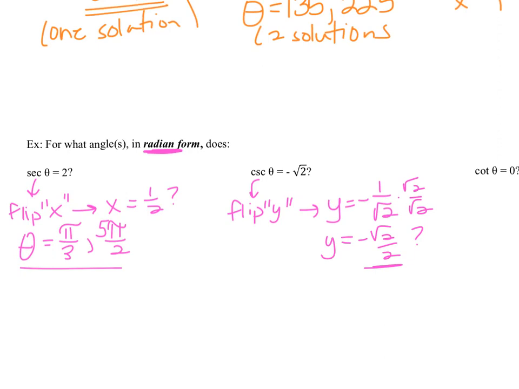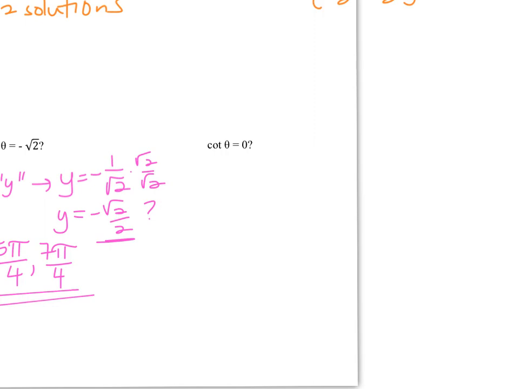Do you see the two locations where the y coordinate is negative square root 2 over 2? And we want to write the radian form, not the degree form. So I notice over in quadrant 3 and down in quadrant 4, that's when the y coordinates are negative. This would put us at 5 pi over 4 in one quadrant, and then 7 pi over 4 in the other, like so.